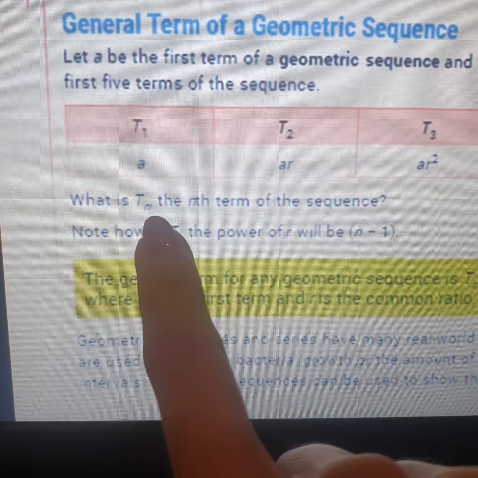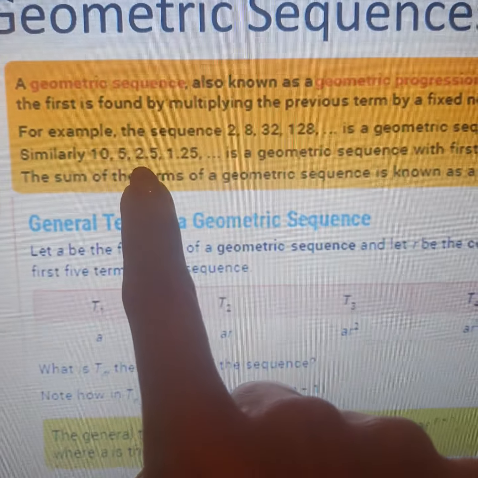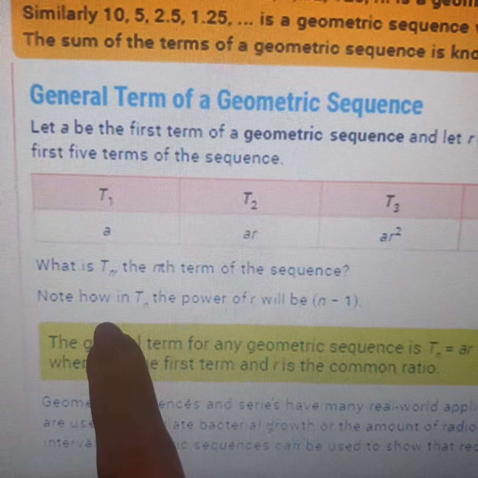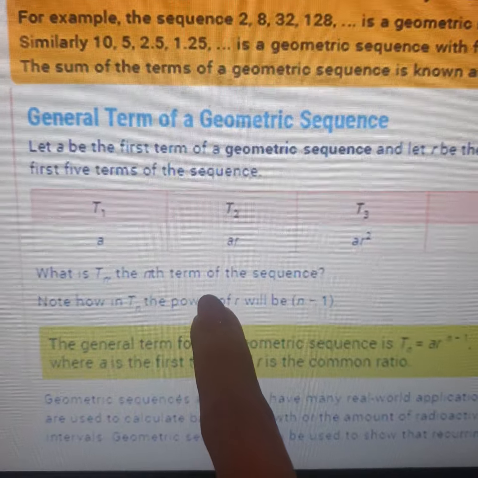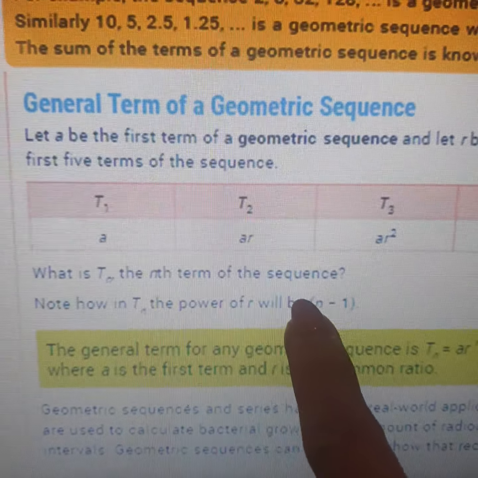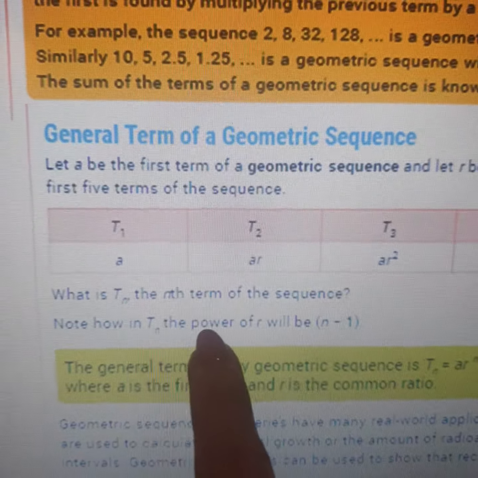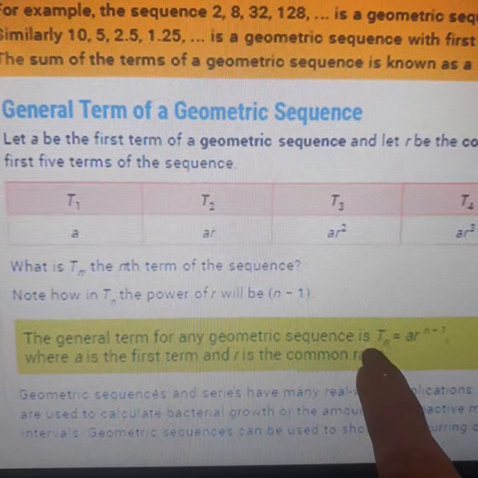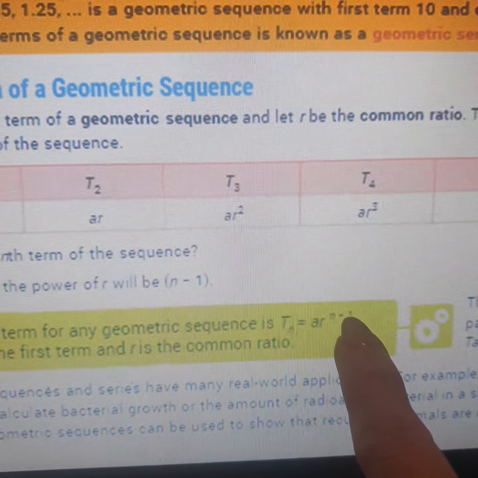So therefore, what is the nth term, or Tn, of the sequence, which would mean we would be able to get any particular term in this sequence. Note how in Tn the power of R will be n minus 1. And it makes sense, right? Because the general term for a geometric sequence is Tn equals AR to the power of n minus 1.